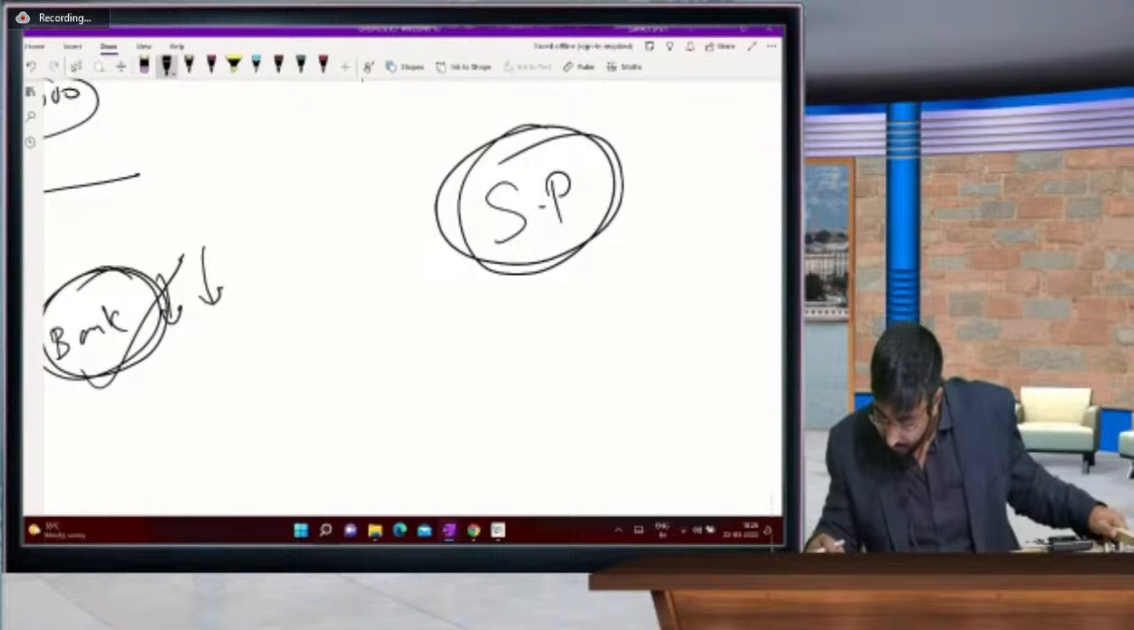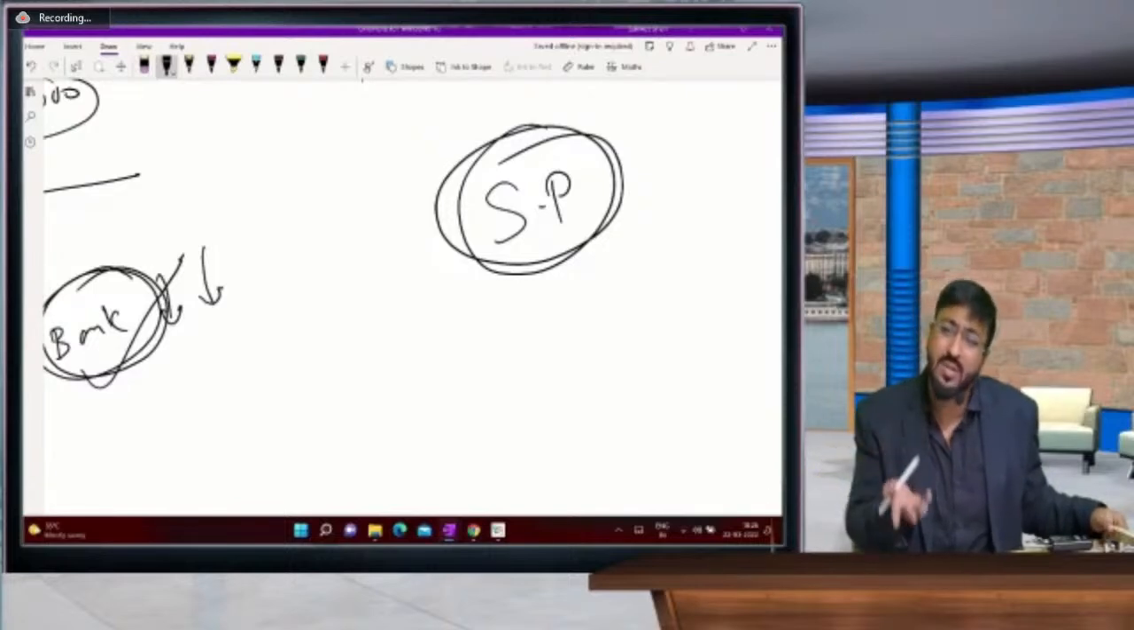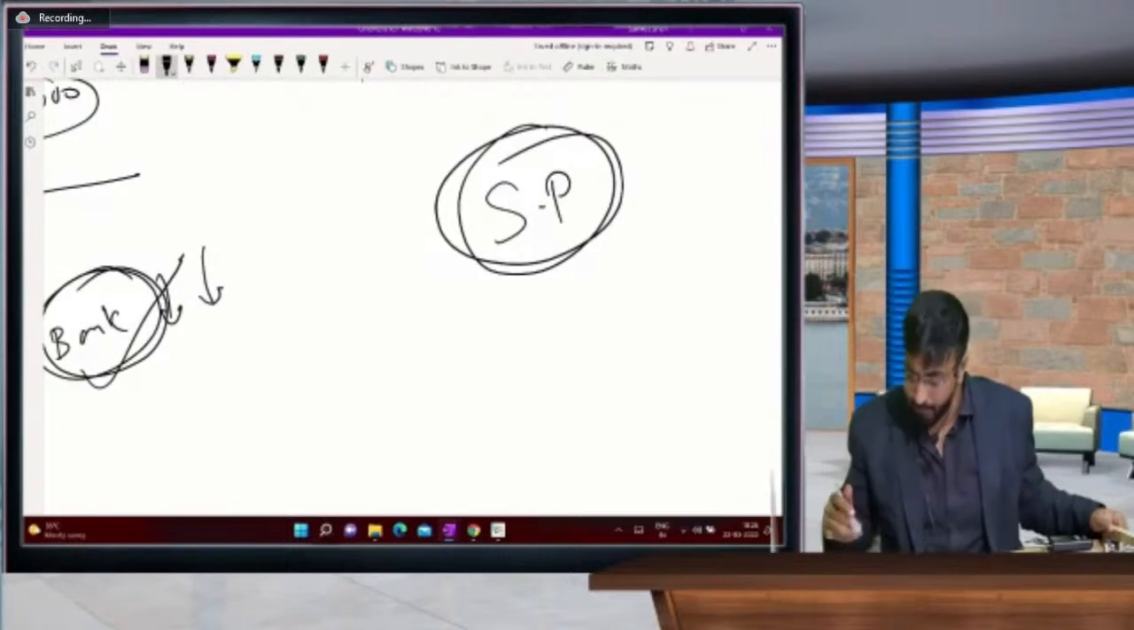Can you give some examples for free reserves? Beta, there are only two free reserves. One is general reserve and one is P&L. Other than that, there are no free reserves, beta.